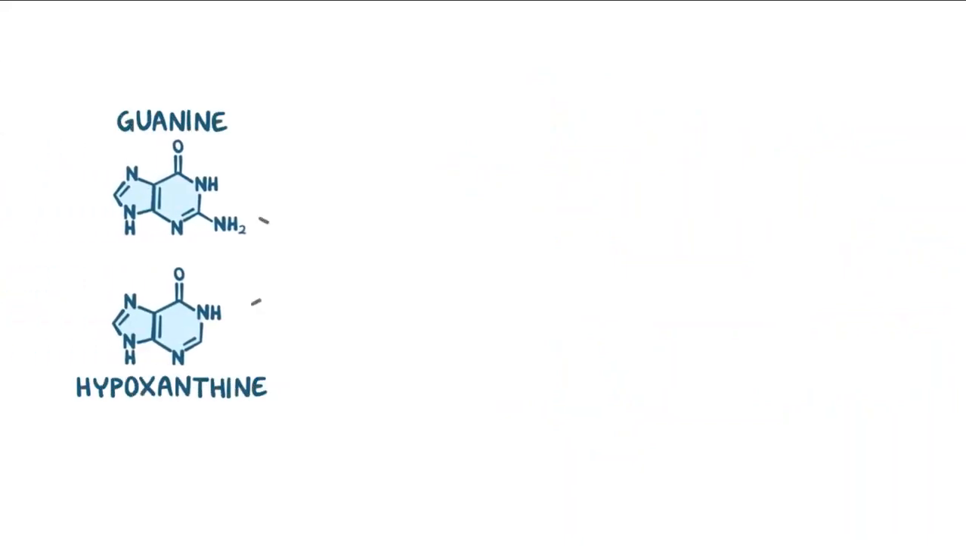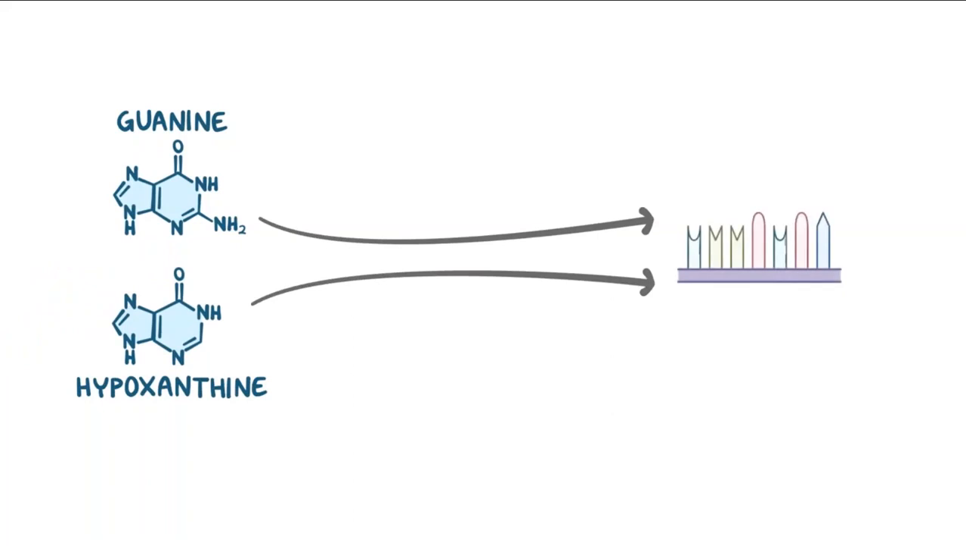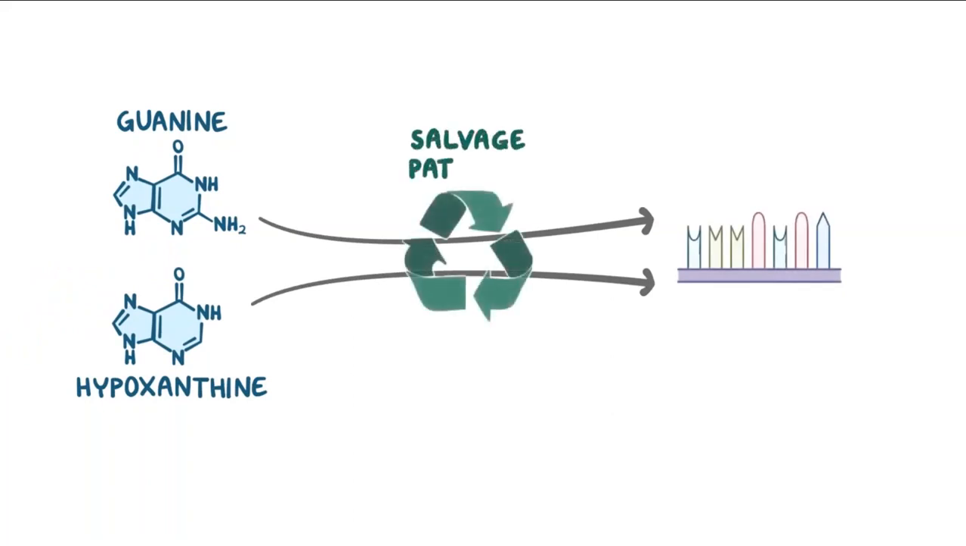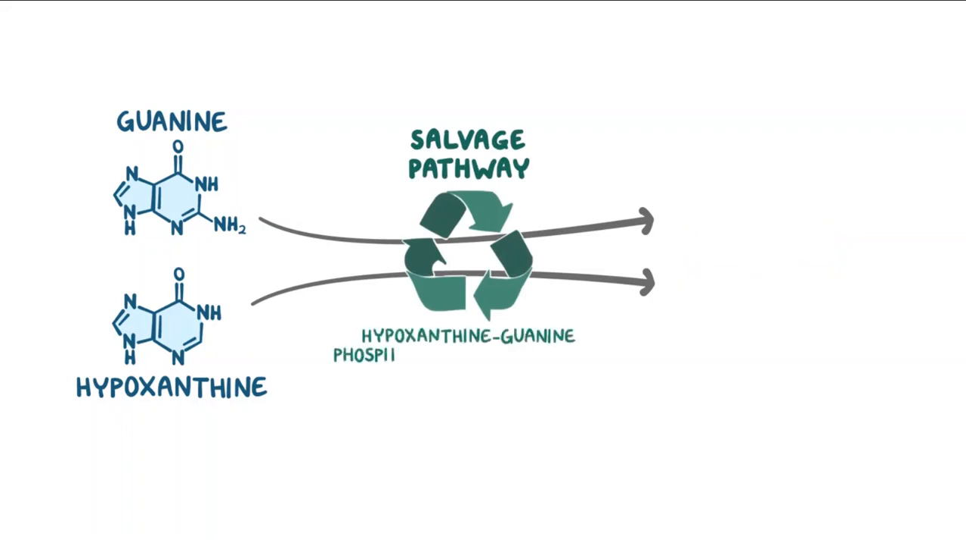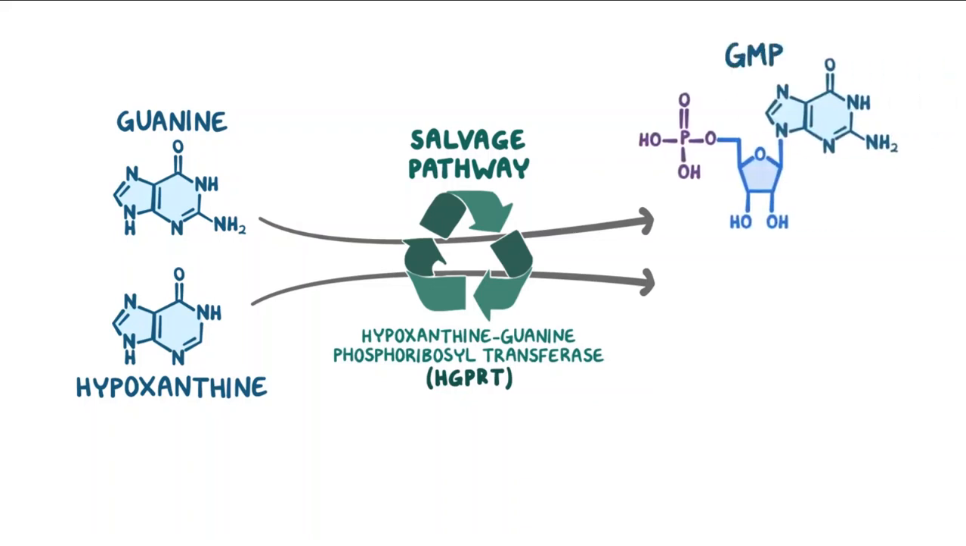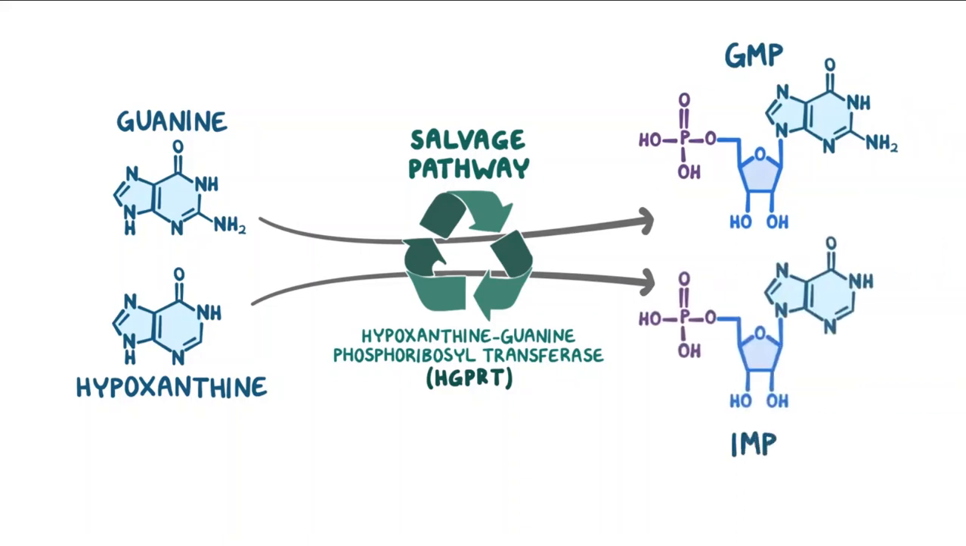Now, it turns out that those intermediate molecules in purine degradation, guanine and hypoxanthine, can be restored into fresh new nucleic acids through what is known as a salvage pathway. The enzyme hypoxanthine guanine phosphoribosyl transferase, or HGPRT for short, returns ribose and phosphate back to guanine to form GMP, and to hypoxanthine to form IMP.